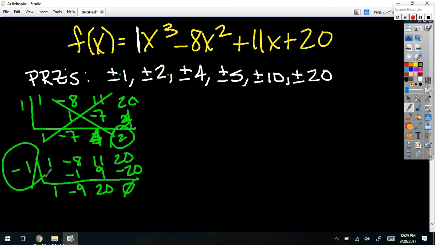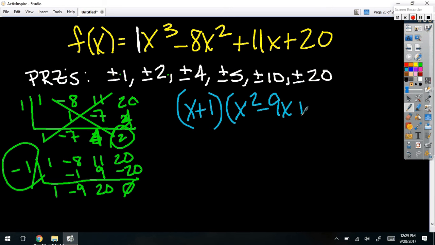So this means x plus 1 times x squared minus 9x plus 20 equals 0. Because to find zeros, I set it equal to 0 and I solve it. Now the question is, can I break this down any further, or can I set it equal to 0 and solve it by the methods I know how to do? Yes, I can factor it. Thank the Lord I can factor it, because that saves me a whole lot of grief.